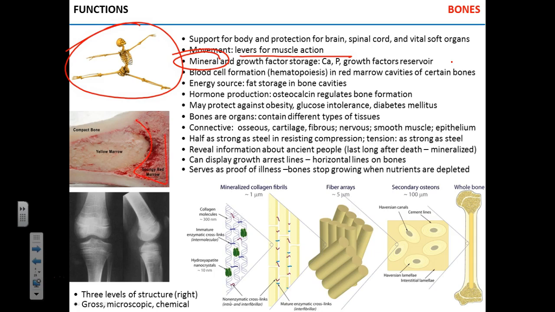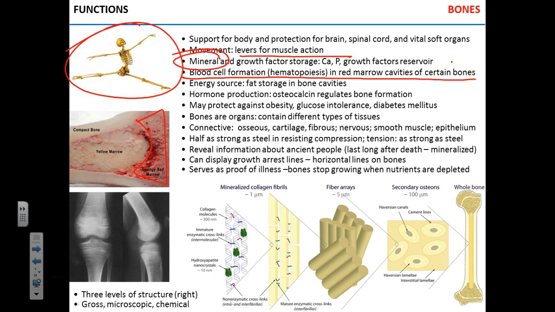In the red bone marrow, blood cells are formed. In neonates, in little children, red bone marrow can be found in practically every bone. In the adults, it's the ends, the epiphysis of the long bones. Proximal epiphysis of the humerus, for instance, or proximal epiphysis of the femur. Some flat bones have a lot of bone marrow. For instance, skull bones and ribs have bone marrow.